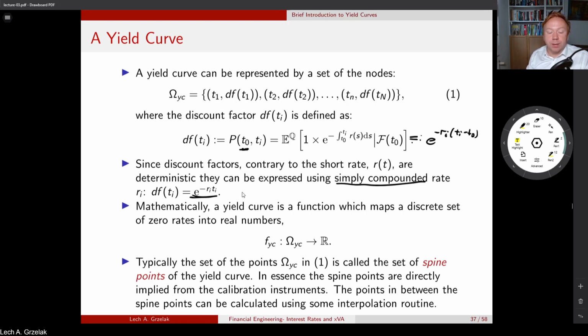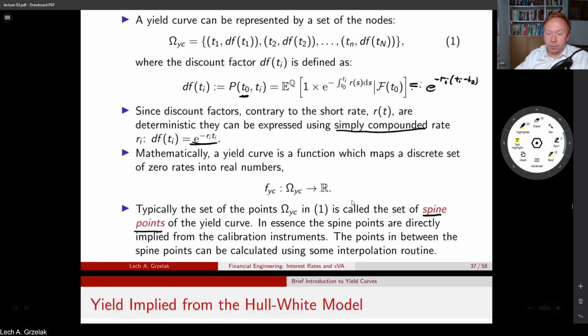Typically, the set of points we have discussed here are called the spine points of a yield curve. In essence, the spine points are directly implied from calibration instruments. The details of how to calibrate those spine points from the yield curve, I will present in, I think, two lectures. There we really go into detail on how to find optimal spine points such that we can price back the instruments that we have used for the construction of the curve.